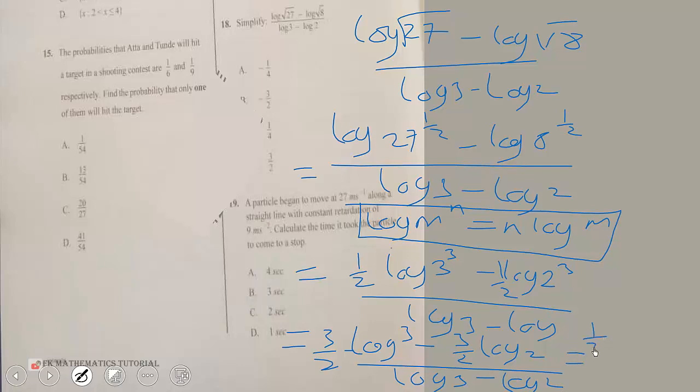So when you factor, we get 3 over 2 outside, log 3 minus log 2, all over log 3 minus log 2. So this will cancel this, and you're going to get 3 over 2 as the final answer. The correct answer is 3 over 2.